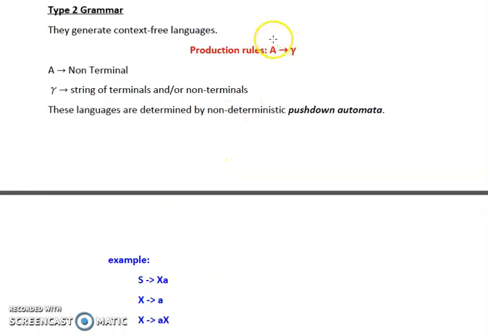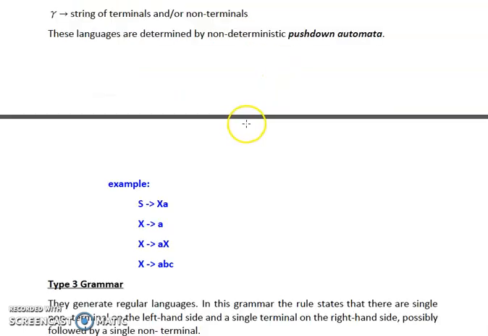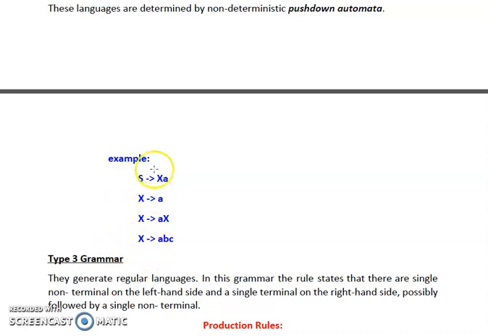Now let's first check the left hand side of the production rules. It says that there should be only one non-terminal on the left hand side of every production rule of type 2 grammar. So let's check all the production rules for the left hand side. In the first production rule, on the left hand side we have a single non-terminal. That means it is correct. In the second production rule, again we have a single non-terminal, that is capital X. So it is also correct.